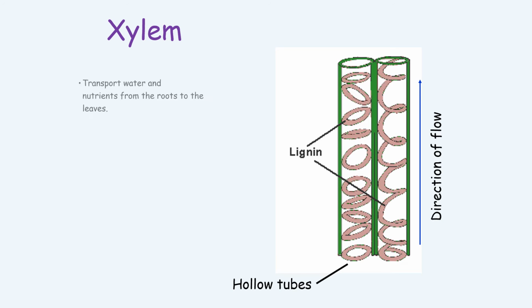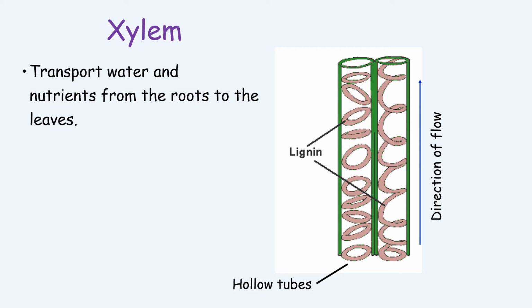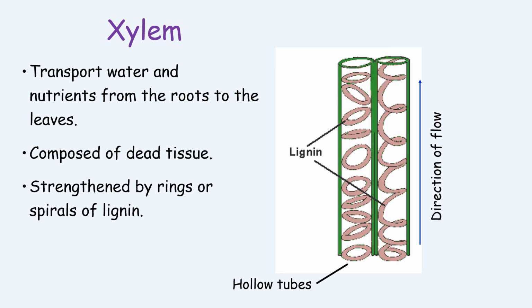So here is your xylem vessels. Their role is to transport water and minerals from the roots to the leaves, and they are composed of dead tissue. They're strengthened by rings or spirals of lignin, and they are hollow inside, and they help support the plant because they have these rings of lignin. The water can only flow upwards.